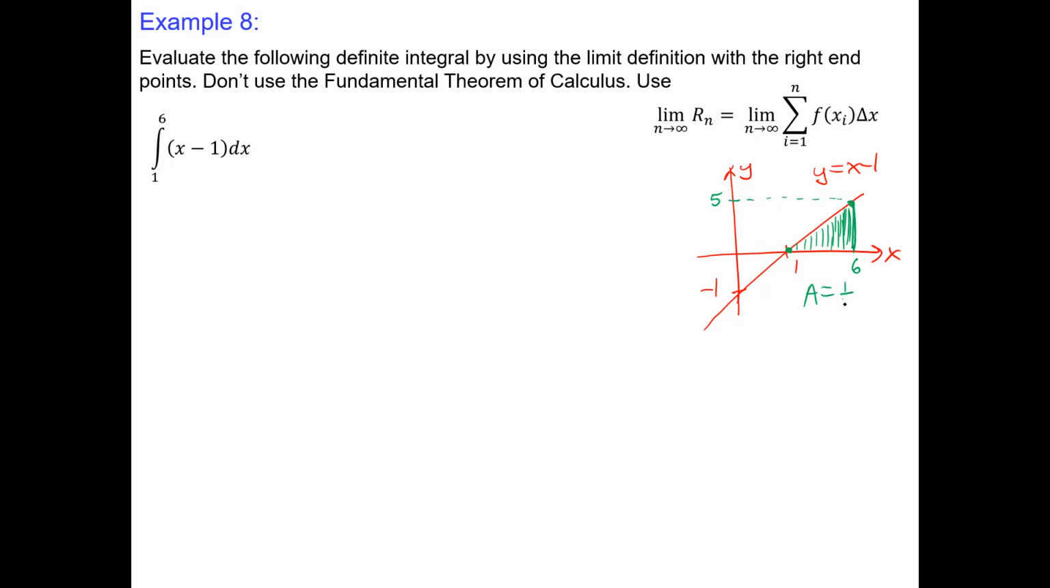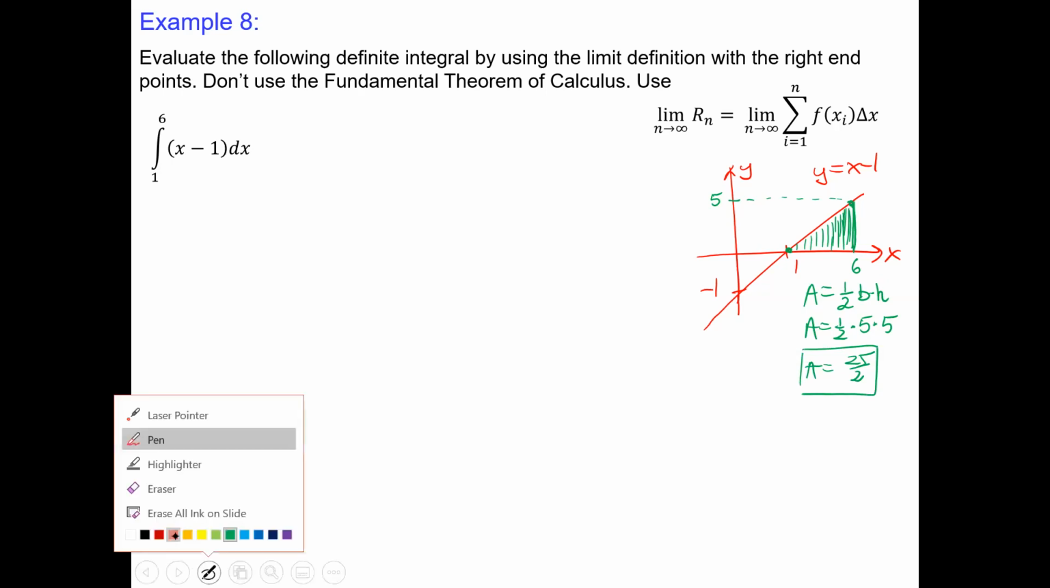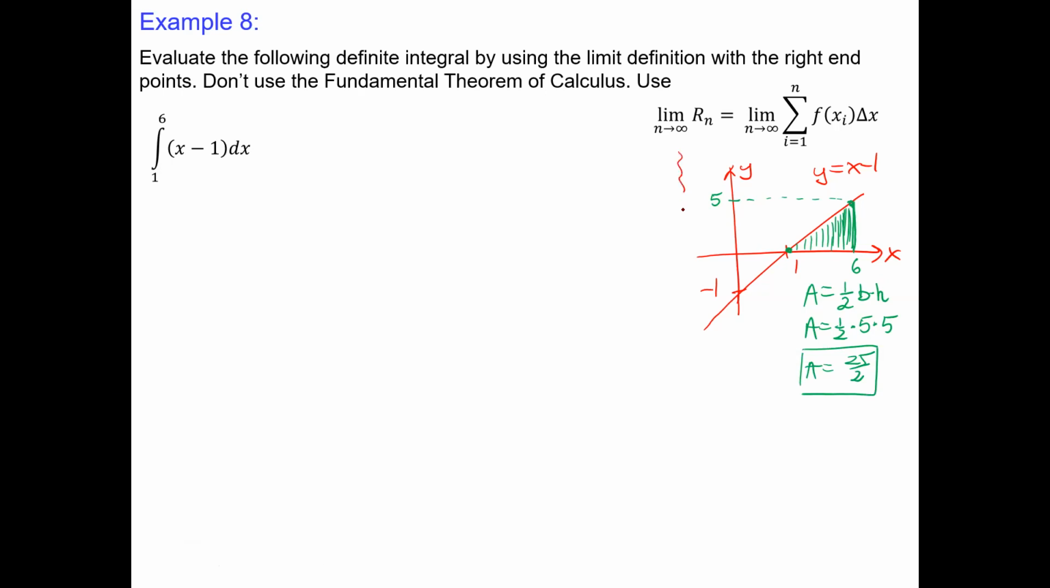It's a triangle. 1/2 times base times height. The base of this triangle is the number of units between 1 and 6, 5, and height is the value for 6, is also 5. So 25/2 area, 12.5. Okay, so we did it. Unfortunately, that's not the way that we were asked to do, but this is definitely the correct answer.